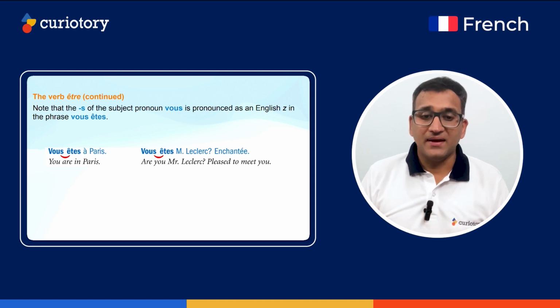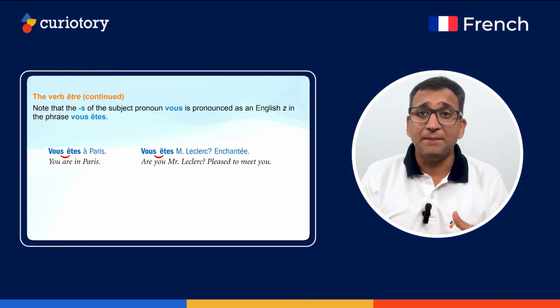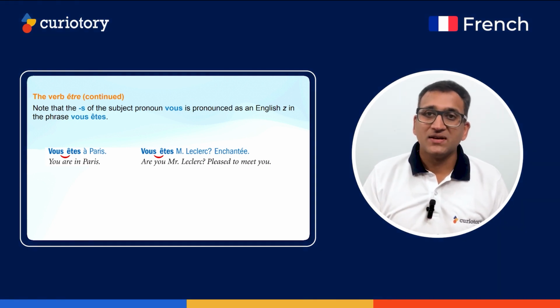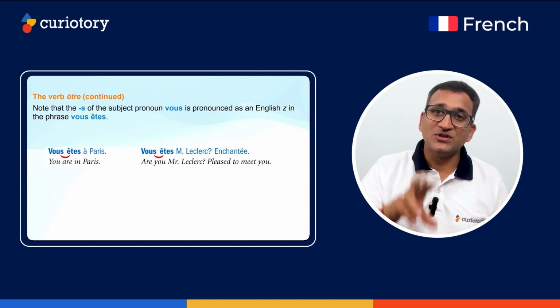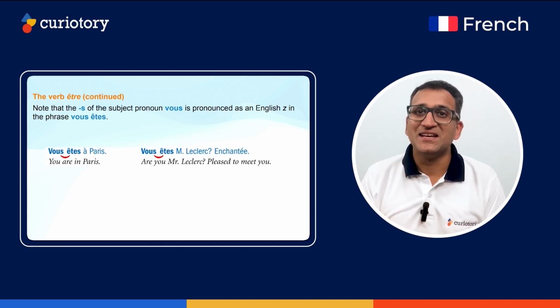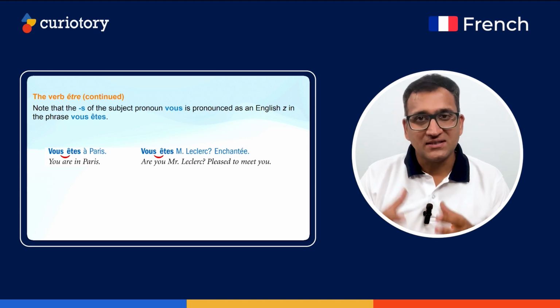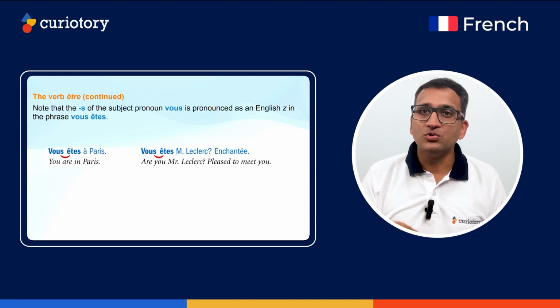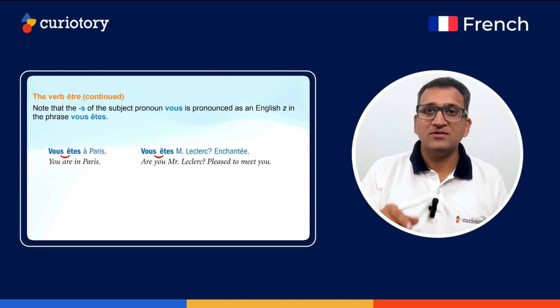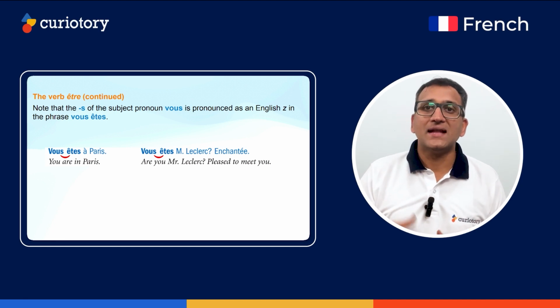Now let's look at some examples. For example, vous êtes à Paris. You are in Paris. Why is à used? That's a preposition. We will go into the details of where to use the prepositions. Anyway, just remember that with cities, you will use the preposition à with an accent. We will pronounce this word as à.